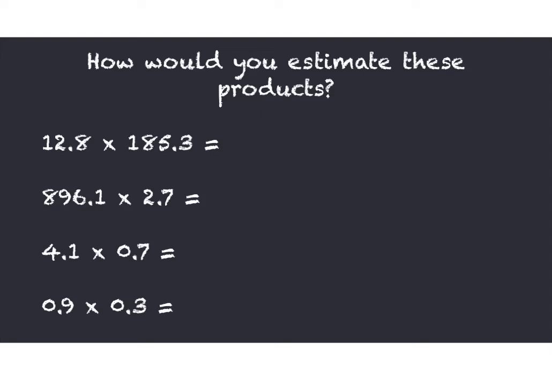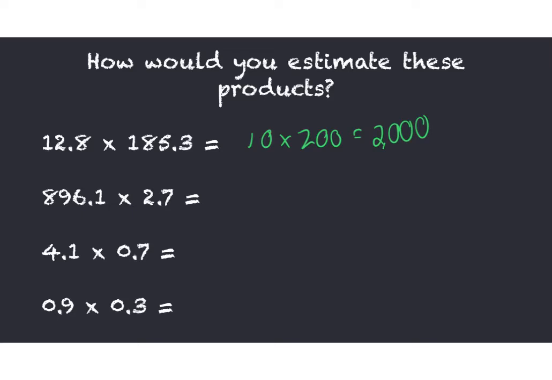We'll start off by thinking of what we already know about estimation and how we would use estimation to help us solve multiplication problems. I've given us several example problems here. The first one is 12 and 8/10 times 185 and 3/10. If I was to estimate these, I would say that 12 is pretty close to 10 times 200 because 200 is pretty close to 185. 10 times 200 would be 2,000. So I know that my answer for my decimal multiplication problem is going to be pretty close to 2,000.